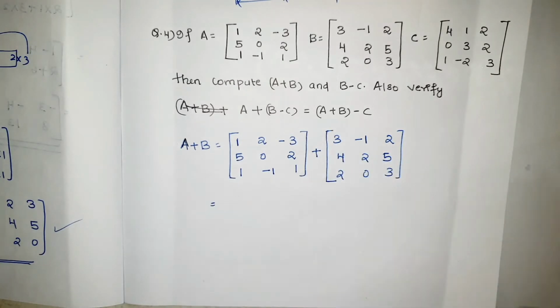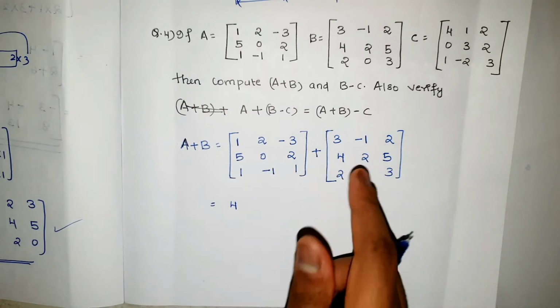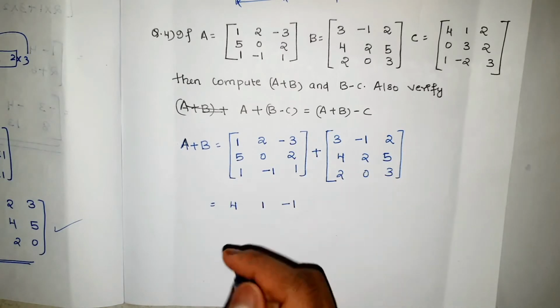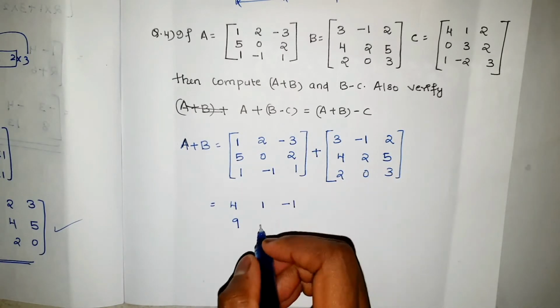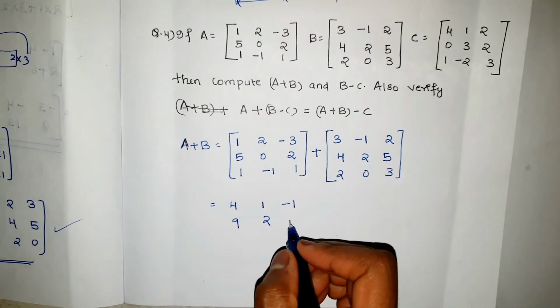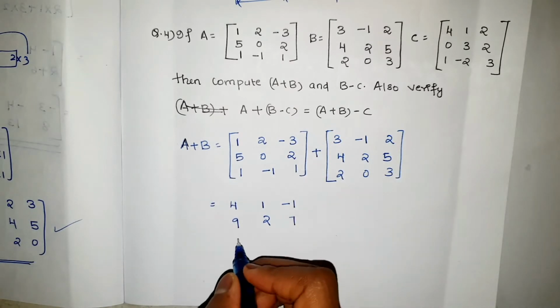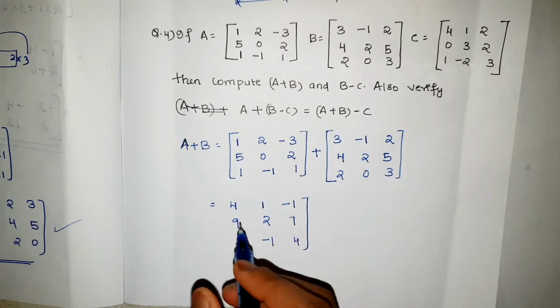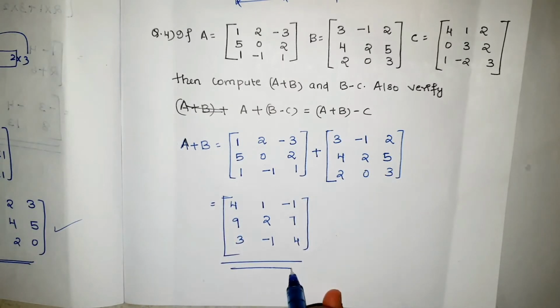So we can add. What is A plus B? 3 plus 1, 4. 2 minus 1, 1. Minus 3 plus 2, minus 1. 5 plus 4, 9. 0 plus 2, 2. 2 plus 5, 7. 1 plus 2, 3. Minus 1, 4. So this is our A plus B.